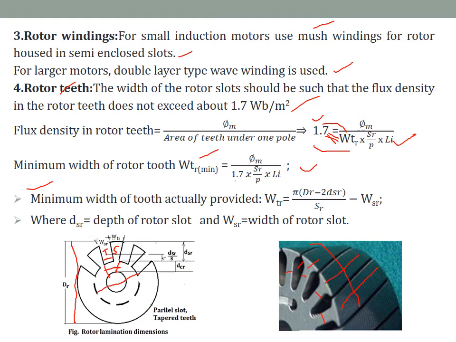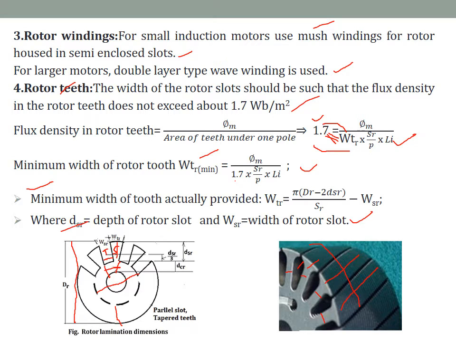You have to subtract the depth of the rotor slot, one depth of the rotor slot here and another here. So now here the slot pitch is equal to pi into bracket DR minus 2 DSR, one DSR here, one DSR here, divided by SR. This will give the slot pitch at the root of the teeth. Where DSR is the depth of the rotor slot and WSR is the width of the rotor slot.